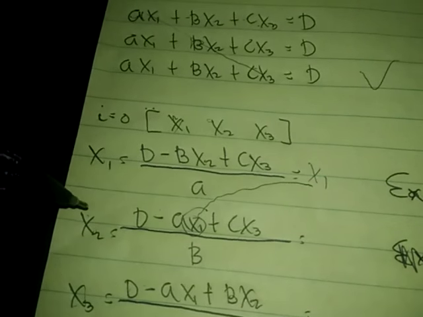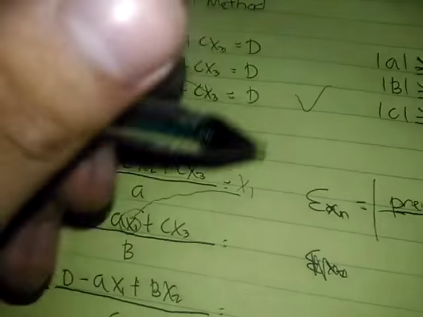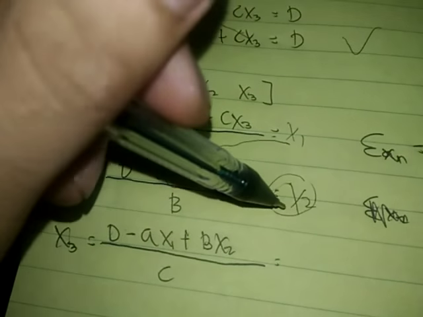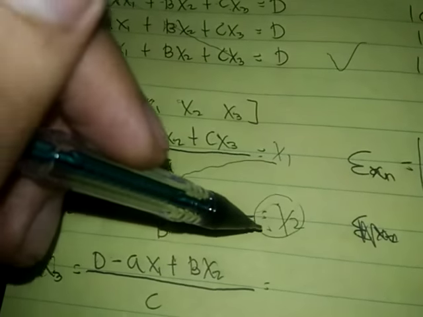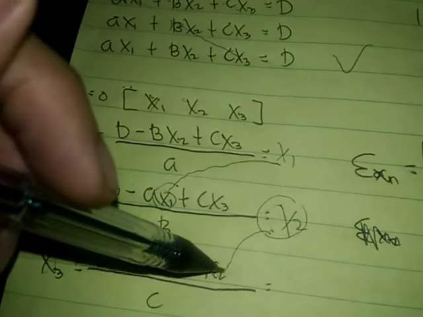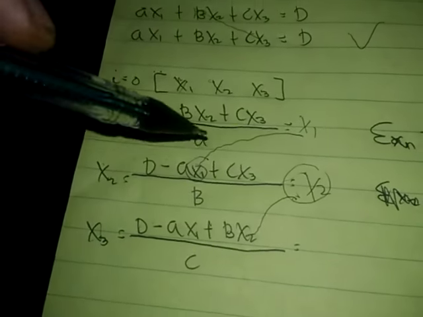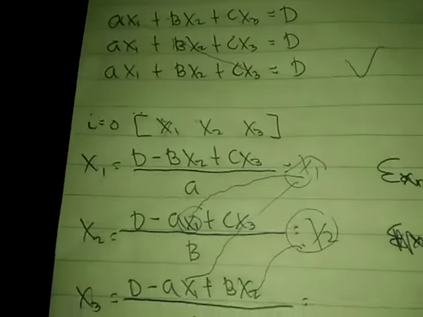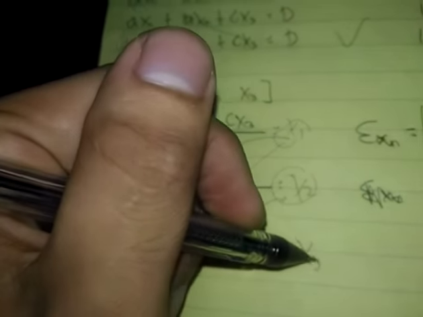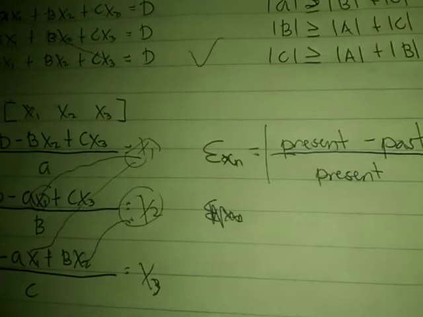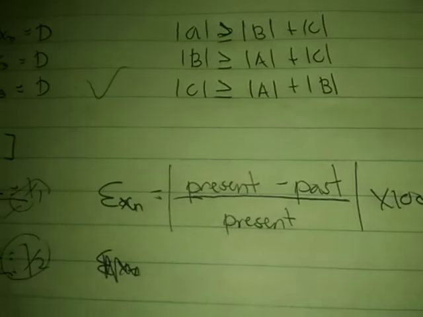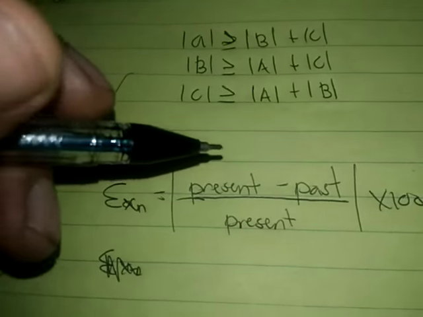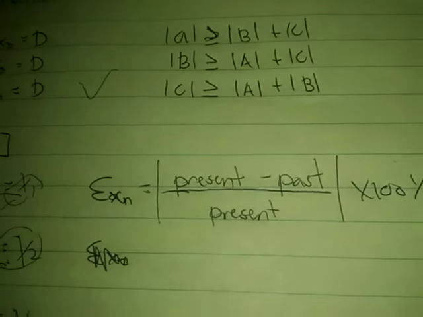So yun, after mo ma-solve to, so makuha mo tong x2. Then ito naman value na x2, ito naman yung isa-substitute mo dito sa value ng x3. So ito rin x1. So after naman ma-solve yan, so x3. So kukuhanin naman natin yung approximation error. So absolute value of present minus past over present times 100%.